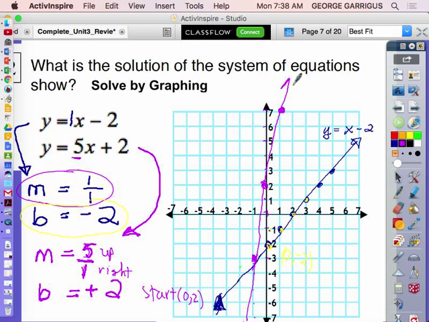If I draw this line, I should intersect. And it looks like I intersect at negative 1, comma, negative 3. There's an easy way to check if that's right. If I put negative 1 in here, I'm going to get negative 3 equals negative 1 minus 2. That's true. And if I put it in here, negative 3 equals 5 times negative 1 plus 2. That is also true, because 5 times negative 1 is negative 5 plus 2 is negative 3, which equals negative 3.